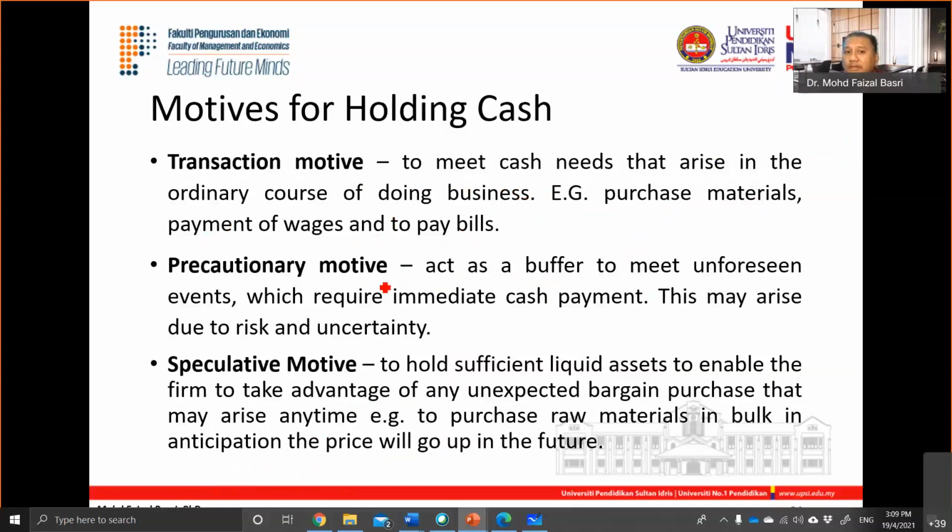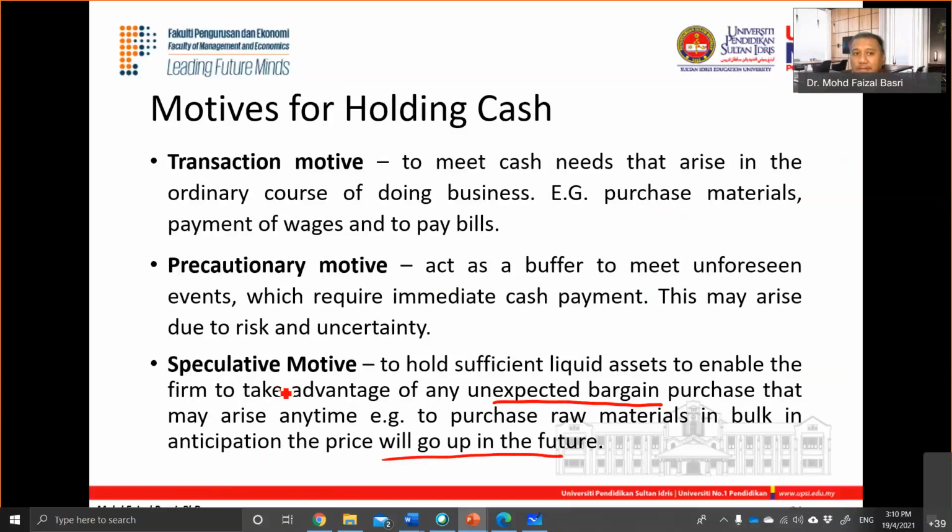Precautionary is a buffer, to meet unforeseen events as emergencies, for example, which sometimes require you to make payment using cash. Okay, and this may arise due to risk, uncertainty. We never know what will happen in the future. And for speculative, to take advantage of any profit-making situation, for example, an unexpected bargain. Okay, a discount, for example, if they give you one if you pay by cash. And you anticipate the price going up in the future, then you can buy at a cheaper price. So you will save a lot there. So this is the speculative motive.